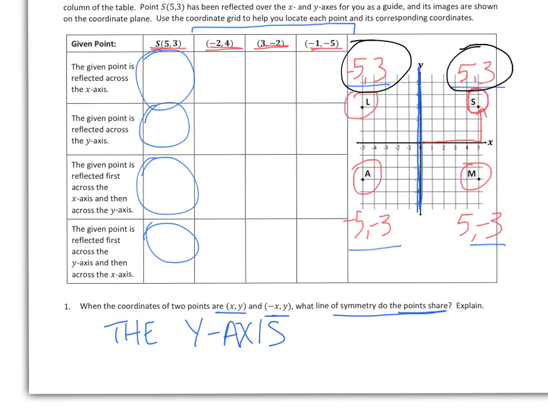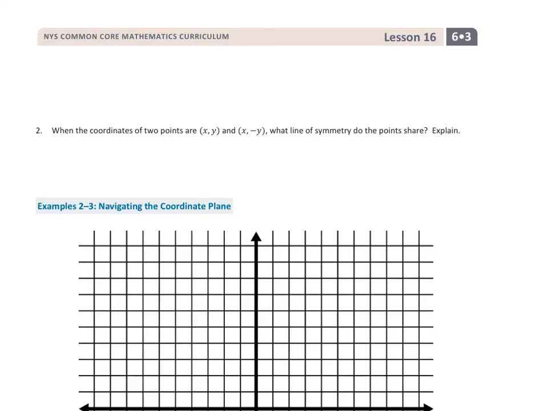All right, ready for the next page? Let's boogie. So here we have a variation on the same question. So when the coordinates of 2 points are x, y and x, negative y, what line of symmetry do they share? The x-axis, because they are on different sides of that x-axis.